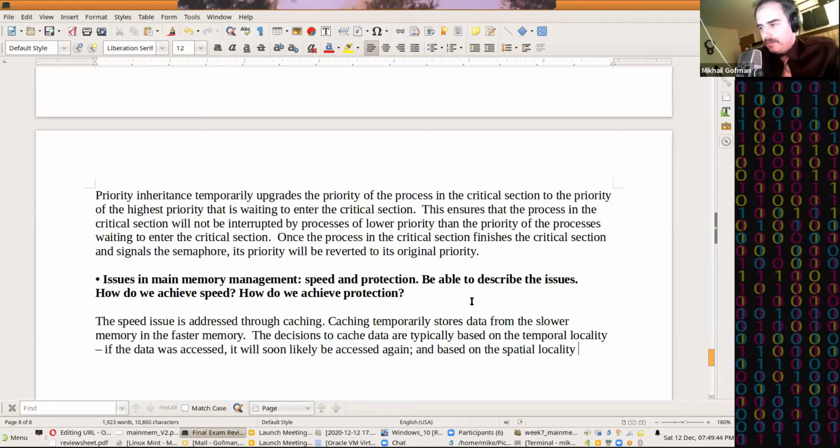Which means that if the data... are you trying to tell me I'm wrong here, Word or OpenOffice?